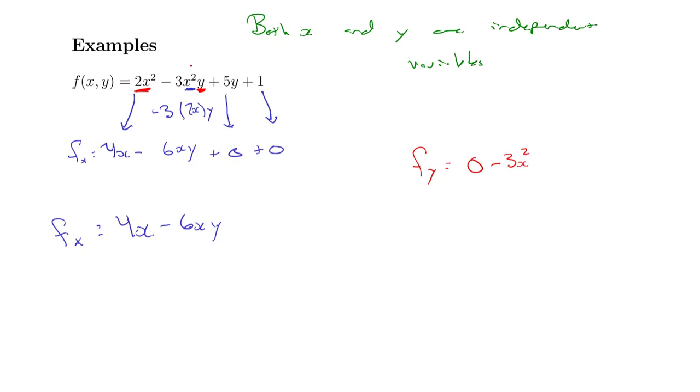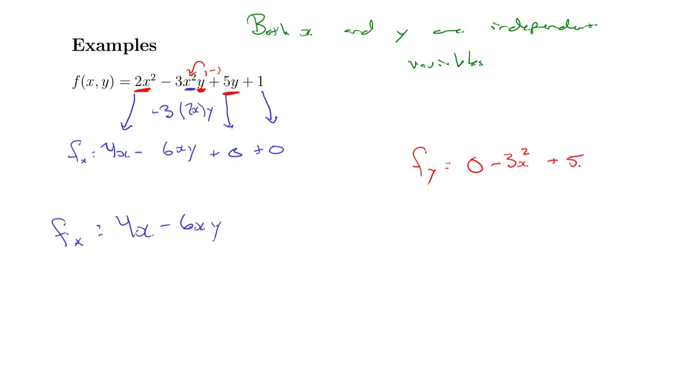Y goes away. You could think there's a little exponent of 1 on here that we brought out front and then we subtracted 1. So we end up with negative 3x squared times 1 times y to the 0. So we end up with just negative 3x squared.